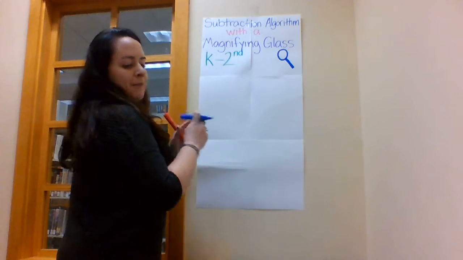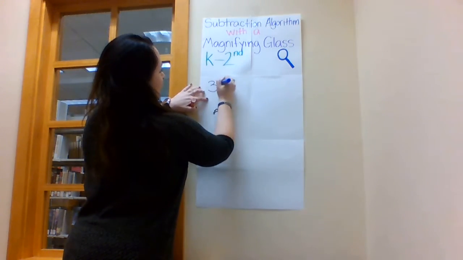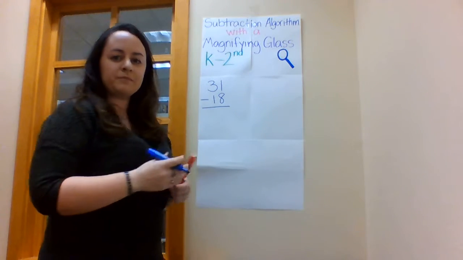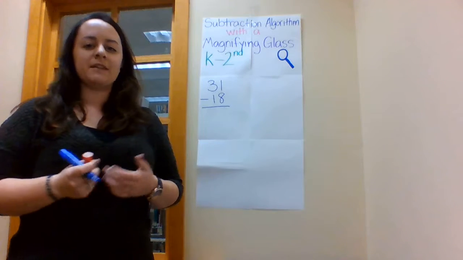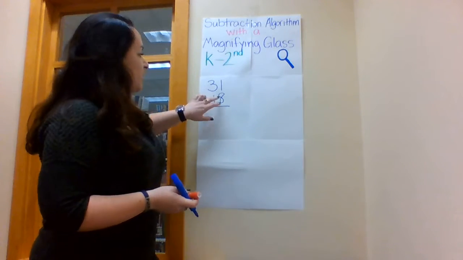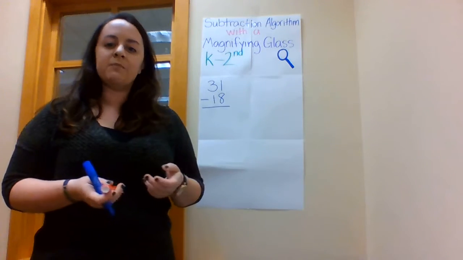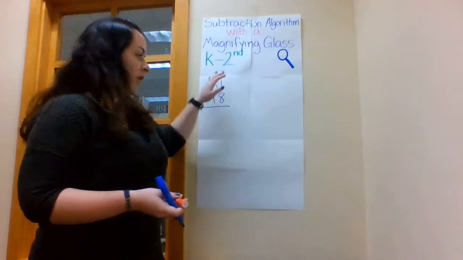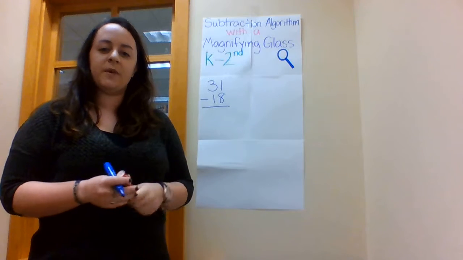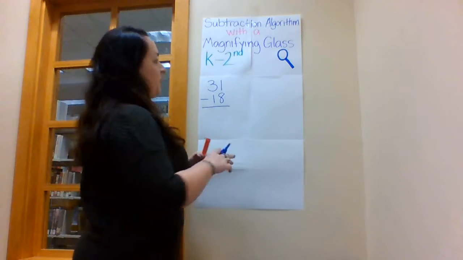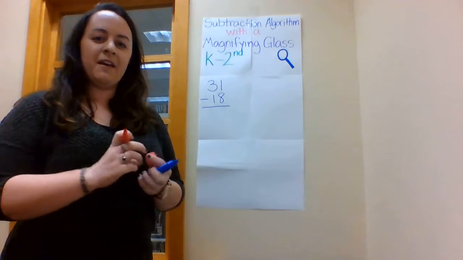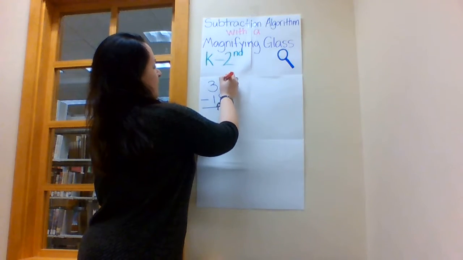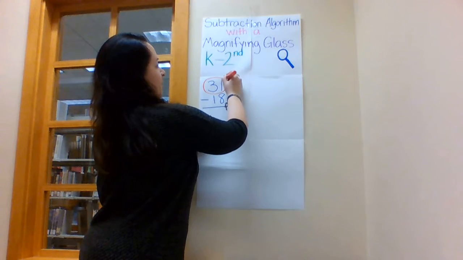And our first problem is going to be 31 minus 18. So if we have it lined up like this, a lot of times our students are going to just try and subtract 8 minus 1 because they think the smaller number needs to be subtracted from the larger number, regardless of placement in the equation. But when we use the magnifying glass method, we're going to be able to show students that we need to focus on our whole number first.